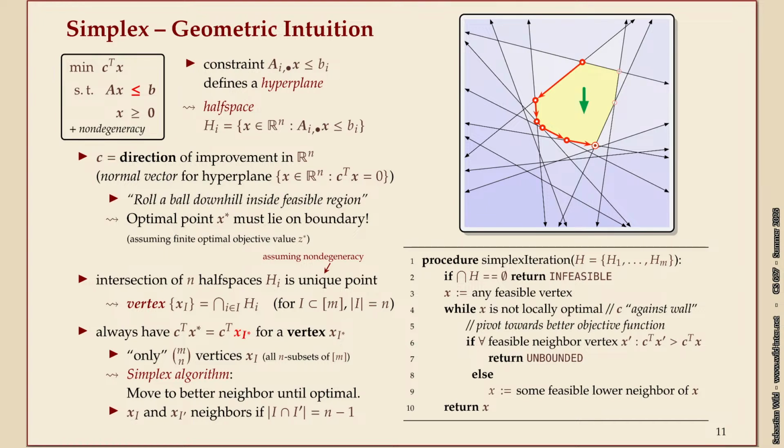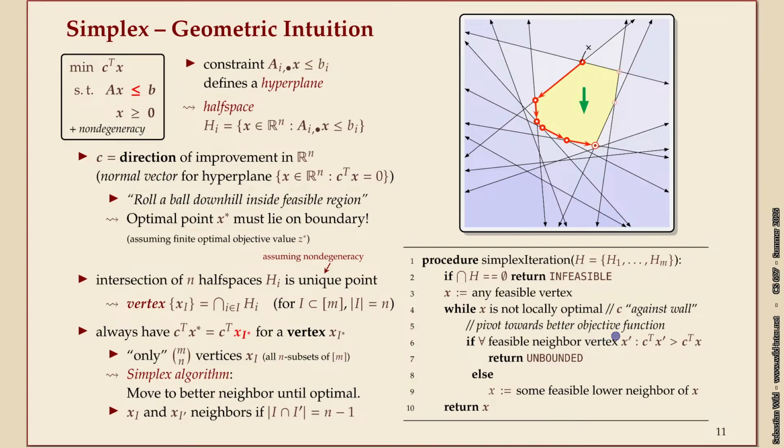And you can write this as an algorithm. We're given the half spaces, and then you can conveniently say if their intersection is empty, the problem is infeasible. Otherwise, you find some feasible vertex. How to do that is another round of simplex. Let's ignore that for now. So suppose you're starting here with your x, and then you look if x can be improved, or if the green direction is hitting a wall, is going against some constraint. If that's not the case, then you can locally improve it.